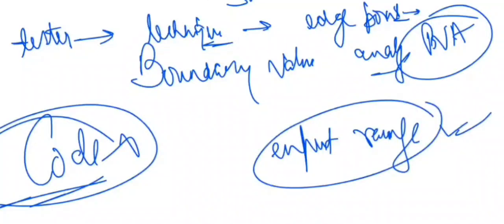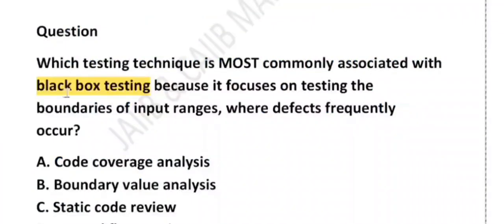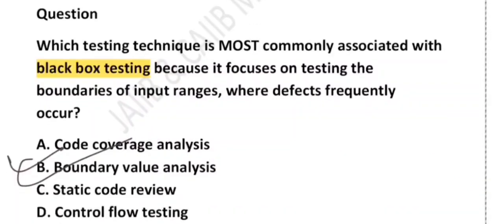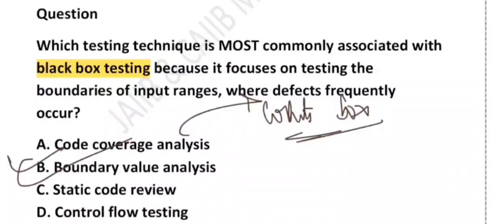That's why if you look at the options they have given you, option A is code coverage analysis. No. Yes, B is the correct one, boundary value analysis. Code coverage analysis is a white box technique. If the question is regarding the white box technique, that would be the answer. It measures how much code is executed during testing.